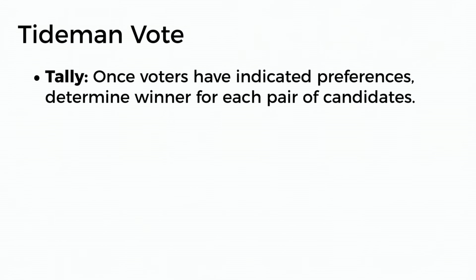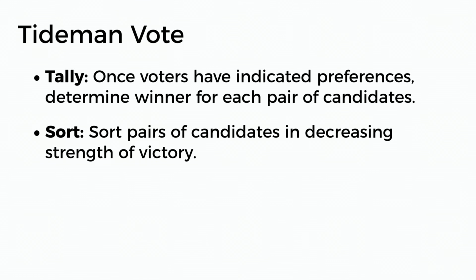In summary, here's how the Tideman voting algorithm works. We first start by tallying the votes. After each of the voters have indicated all of their preferences, we'll determine for each pair of candidates who the winner is. In other words, if you were to just look at that pair, who would be preferred over the other? Then we're going to sort those pairs in decreasing strength of victory, where we define strength of victory to mean how many people voted for the winning candidate in the pair.